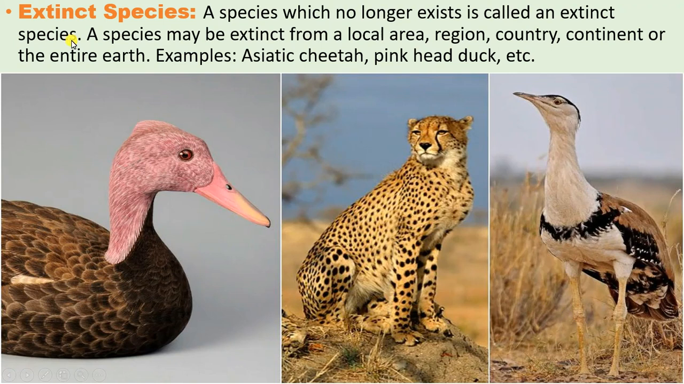Now, extinct species. A species which no longer exists is called an extinct species. A species may be extinct from a local area, region, country, continent, or the entire Earth. Examples: the Asiatic cheetah, extinct from our country, and the pink-headed duck, not found these days, etc.